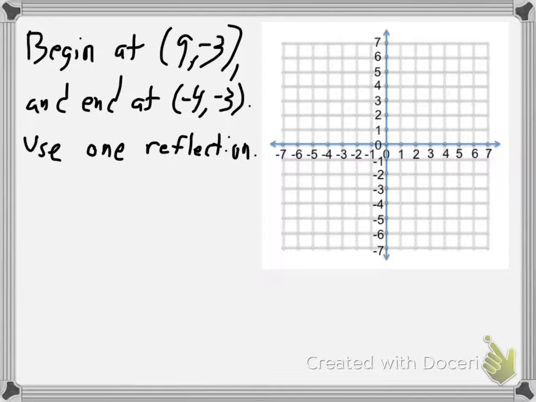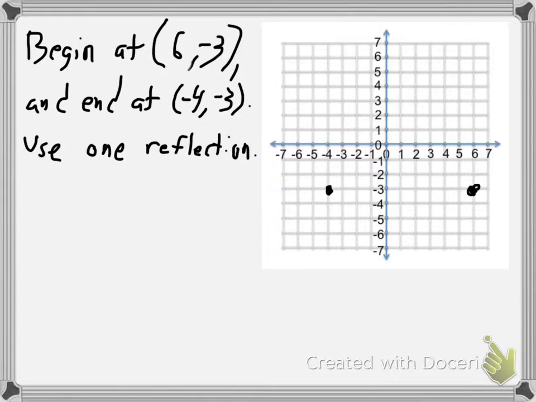So let's plot my points first. I'm starting at 9, -3, so I need to go, whoops, my graph doesn't go to 9, so I'm going to change this very quickly. Instead of 9, -3, I thought my graph went bigger. Let's start at 6, -3. Alright, so starting at 6, -3, there's my point. Okay, so here's my starting point. My ending point is at -4, -3, which is right here.